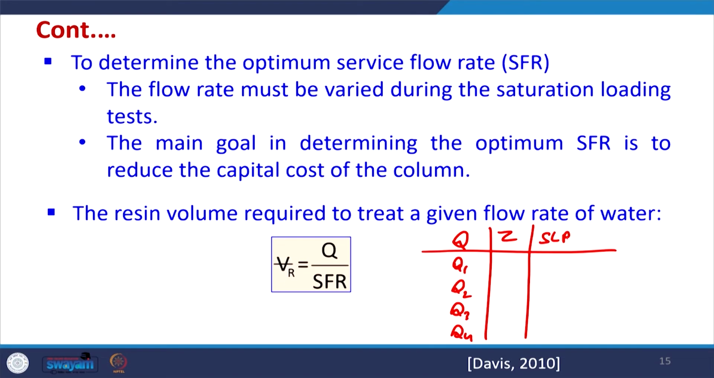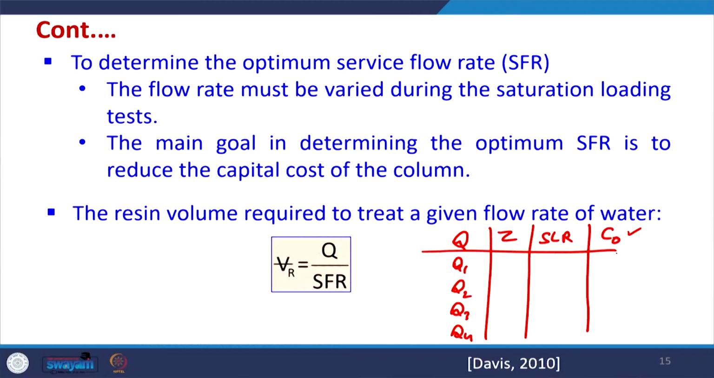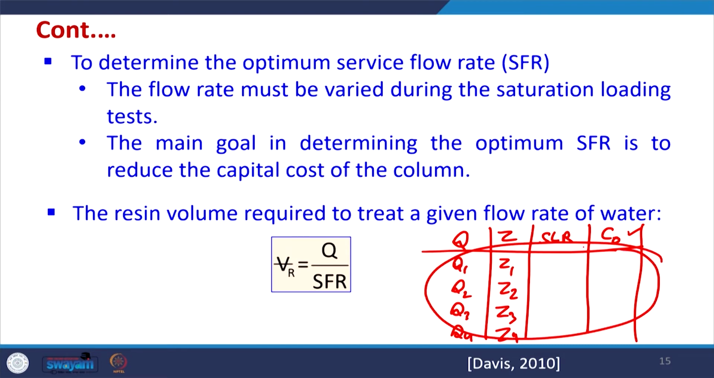We should also perform the operations at different concentrations, because we may have to use the same resin in series, so the concentration variation will be there. We can optimize the concentration that goes into the second column, so this study may also be helpful in that aspect. All these parameters may be varied under different conditions to perform different experiments, and from all these experiments we can properly design a system. We can find out the different responses for all these operations, and after that we can design the system. The flow rate must be varied during the saturation loading test.